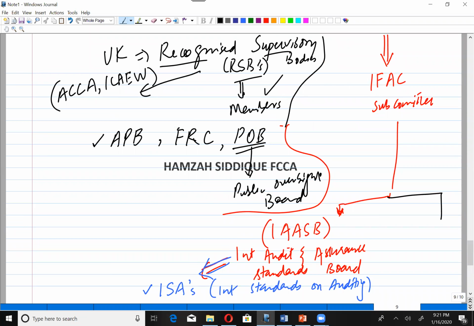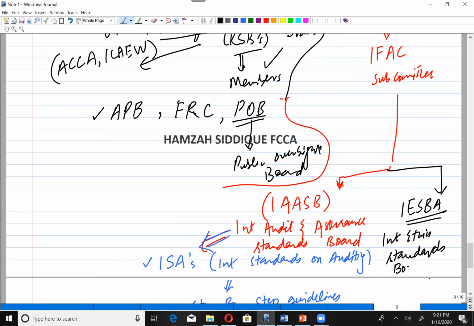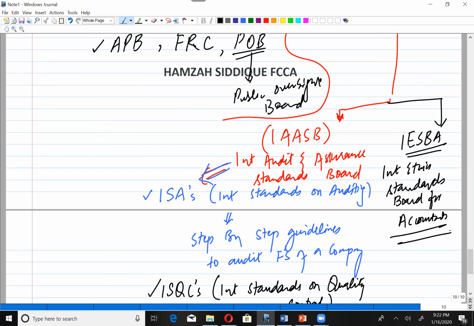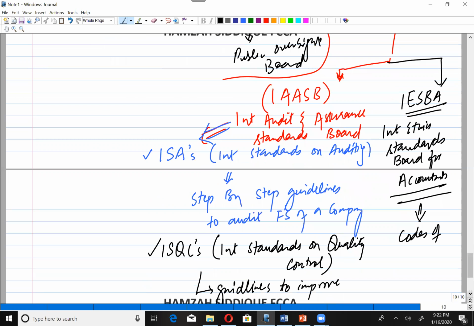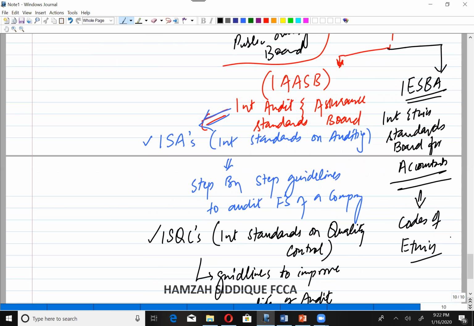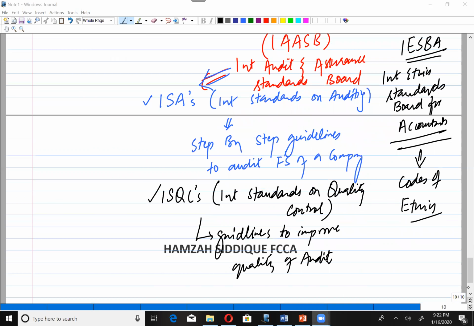Next, the second subcommittee of IFAC is IESBA, the International Ethics Standards Board for Accountants. What does it do? It has issued codes of ethics for accountants. We have studied codes of ethics in previous studies. Again, we will study that.